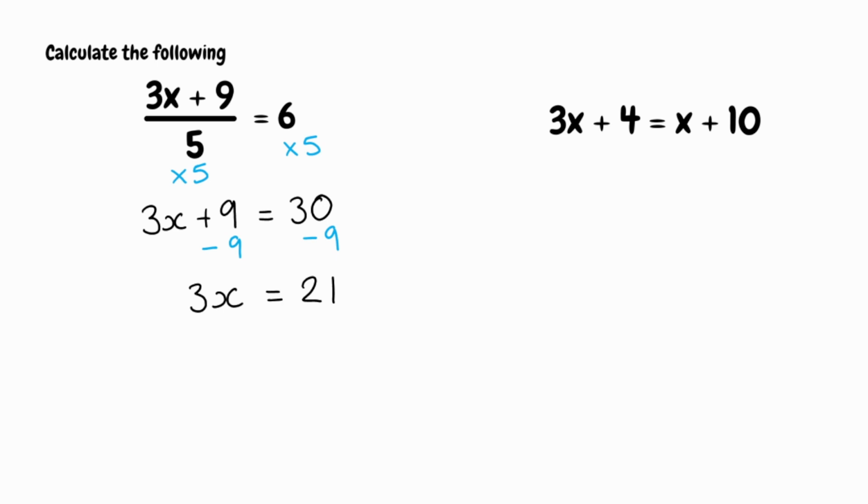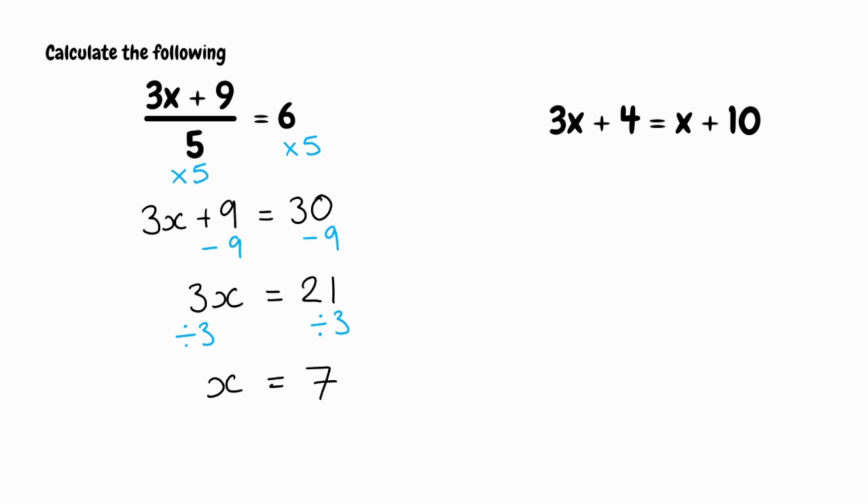And now we're at our final step. We have 3x, which means 3 multiplied by x, so we need to do the opposite. We need to divide the left-hand side by 3, which means we also need to divide the right-hand side by 3. So on the left-hand side, we've now got x is equal to, and then on the right-hand side, 21 divided by 3 gives us 7. So our solution to this equation is that x is equal to 7.